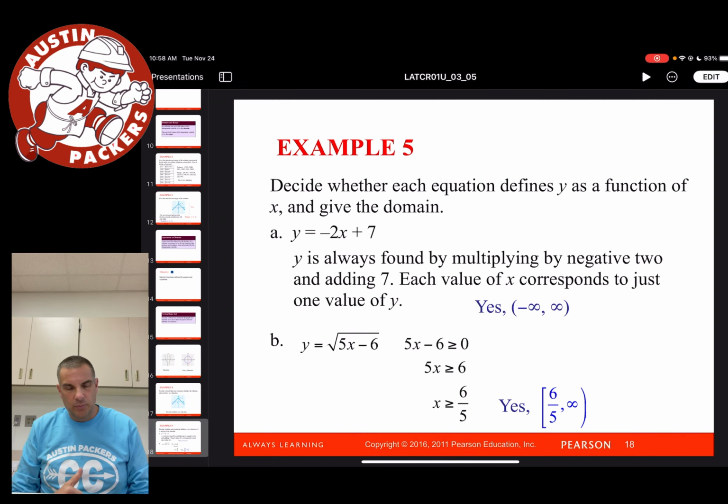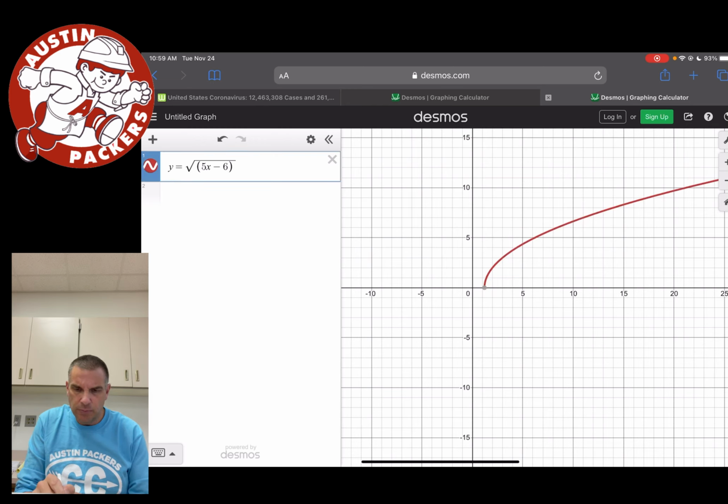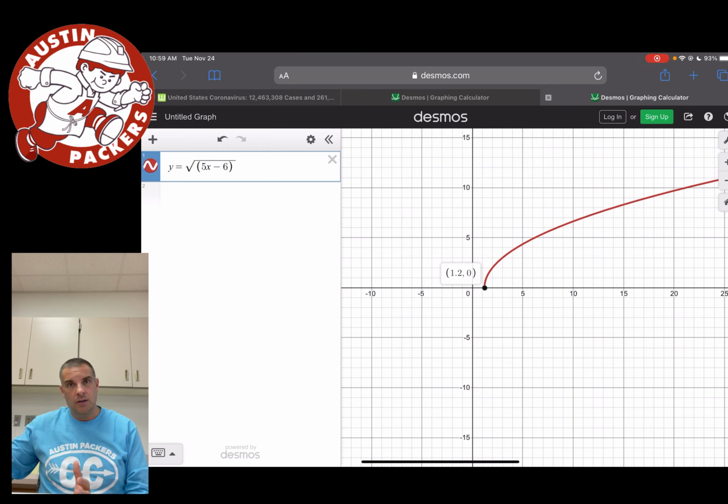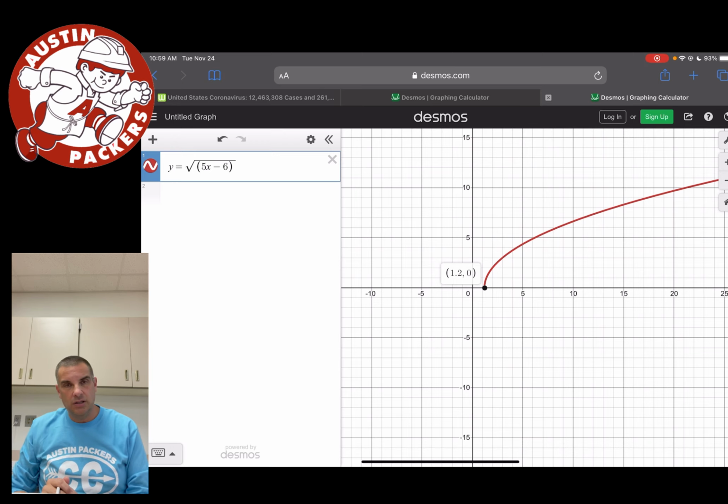If you look at the domain and the range for that, the domain, remember, is how far it goes left and right. The domain for this one, I don't know if it'll let me draw on this or not. Nope, it won't let me. The domain goes from this point here off to infinity. So our domain for this is 1.2 to infinity. My range for this one, the lowest part that it has is 0 to infinity. So that's going to be the domain and range for that.